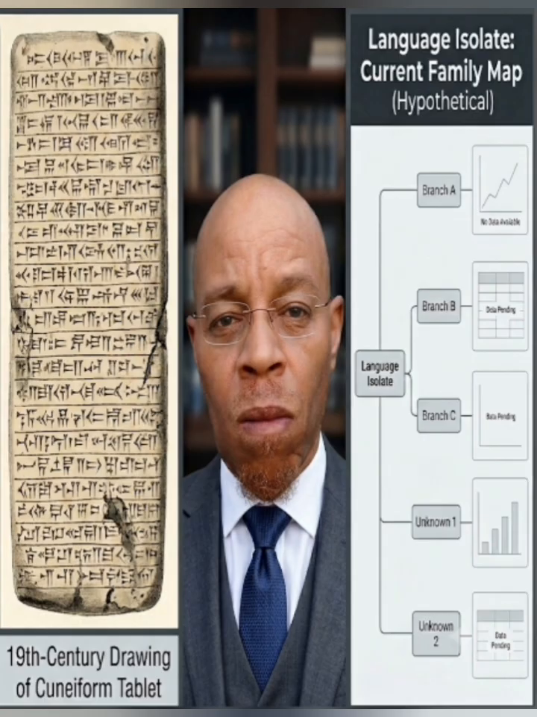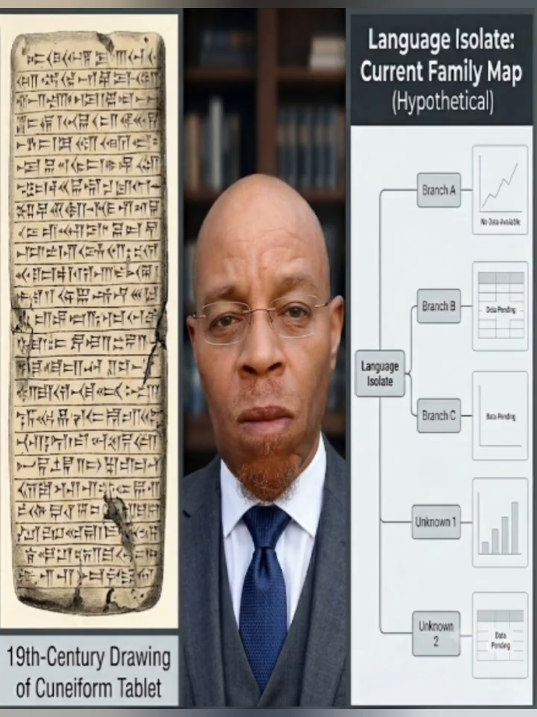I think about the implications here. By labeling it an isolate, modern academia isolates the Sumerians from the rest of the human family. It turns them into a ghost civilization that just appeared out of nowhere. But by labeling it a Cushite substratum, you immediately restore their place in a wider, interconnected map of ancient human migration. So I have to ask, why did the map change?